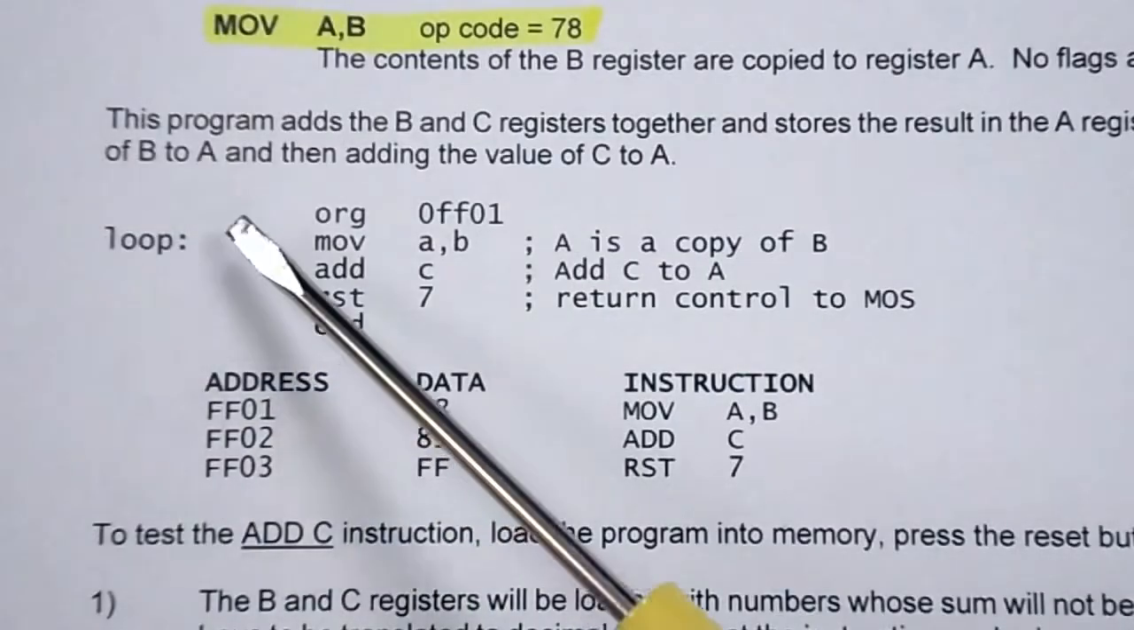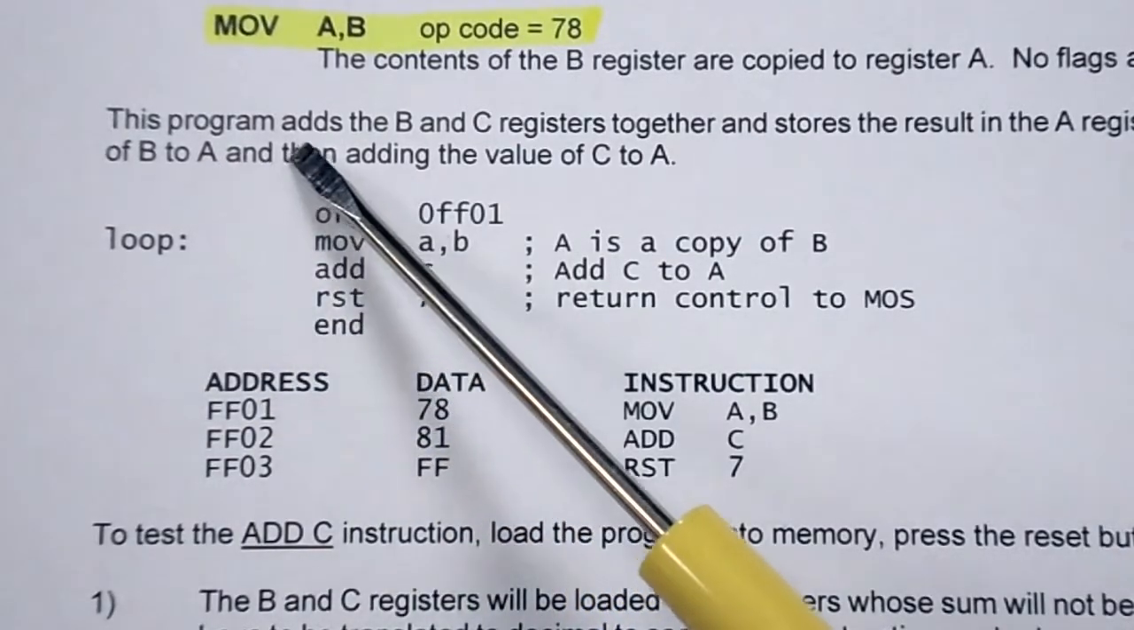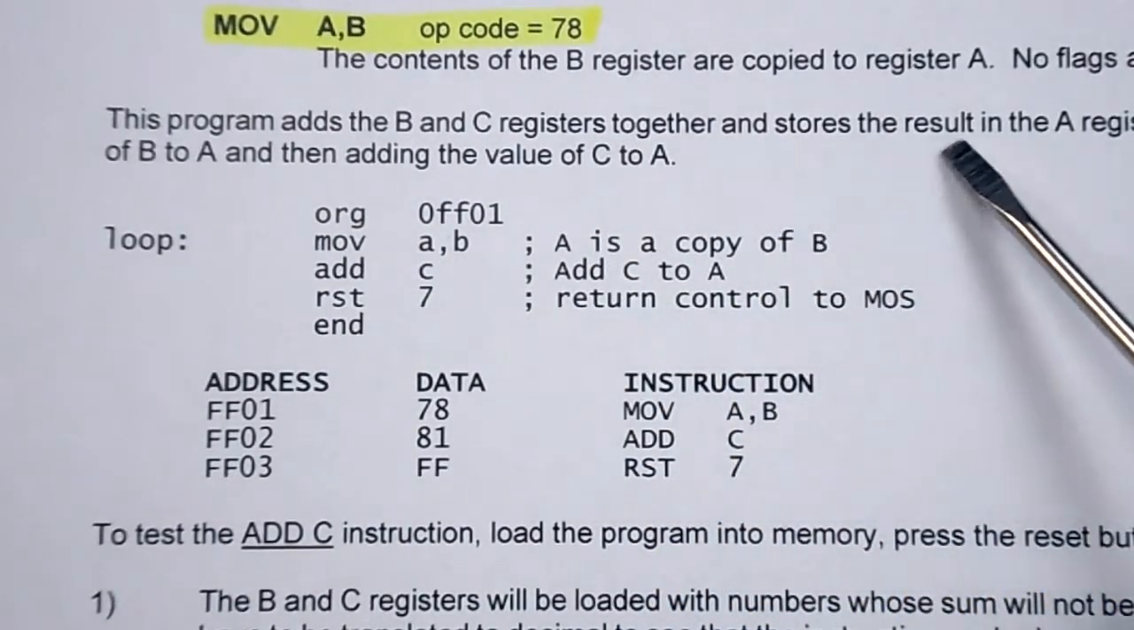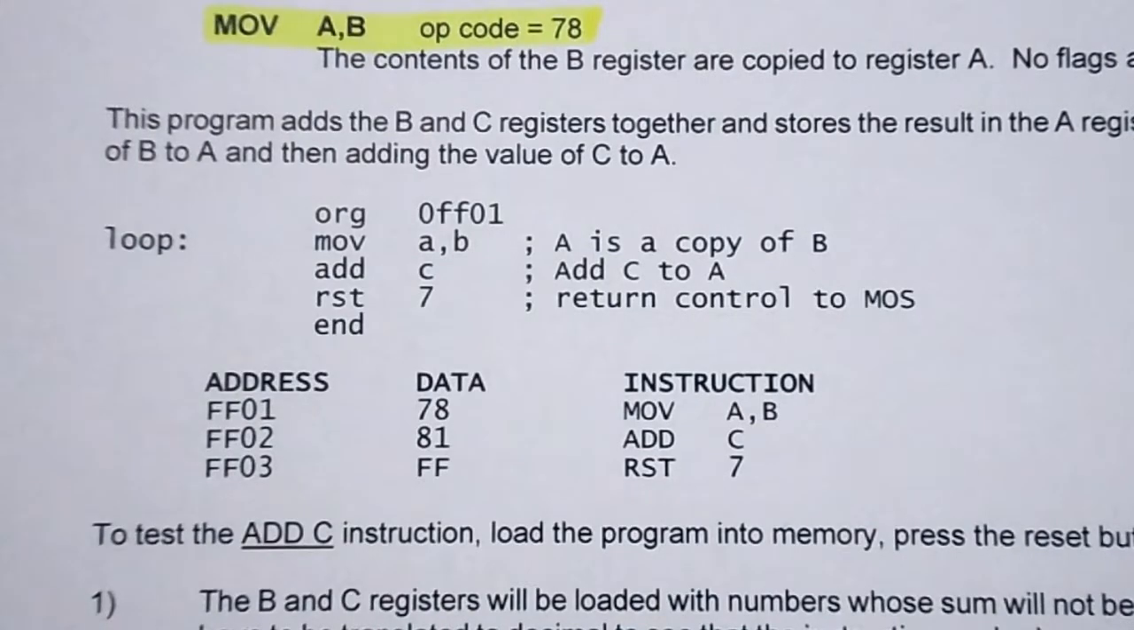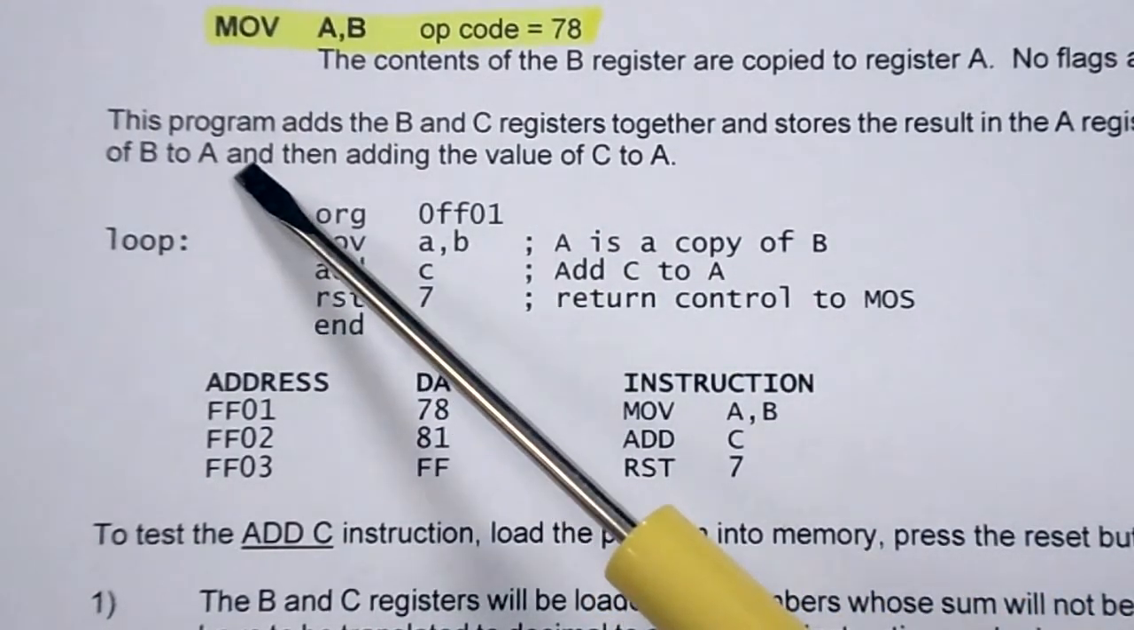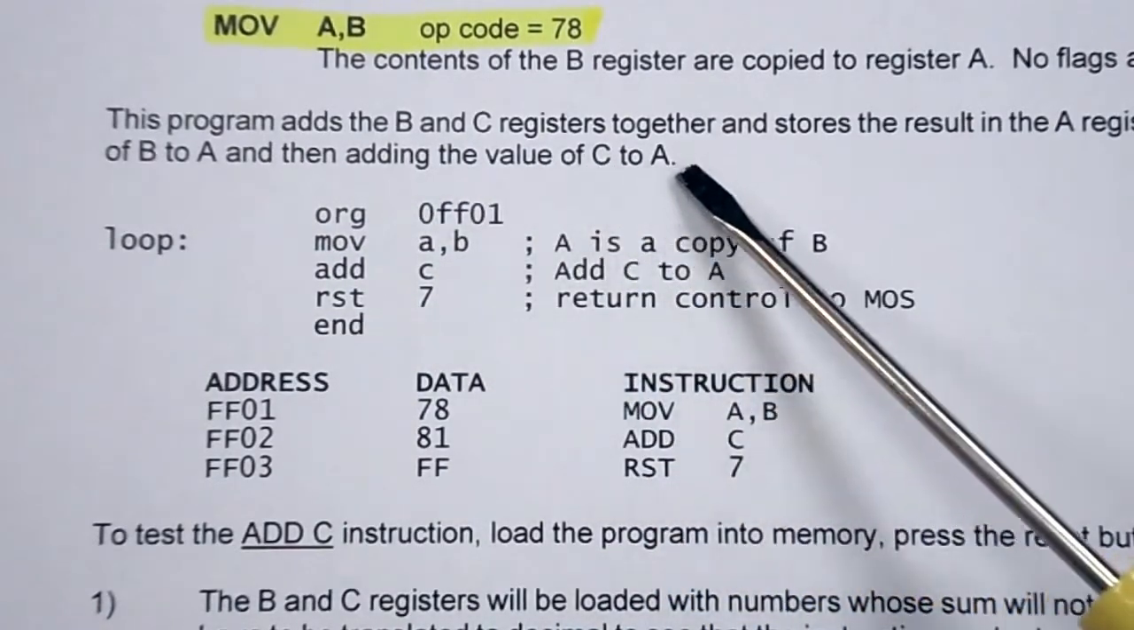Looking at lesson 4, it says this program adds the B and C registers together and stores the result in the A register. This is done by copying the value of B to A and then adding the value of C to A.